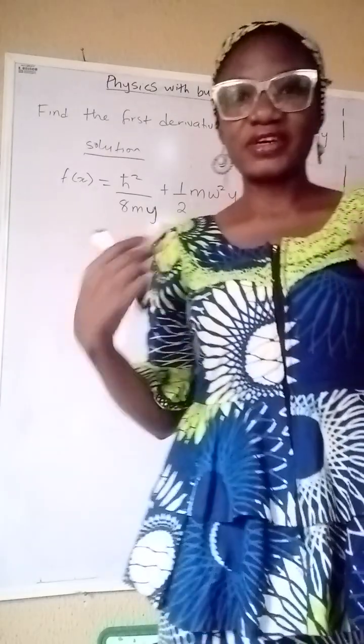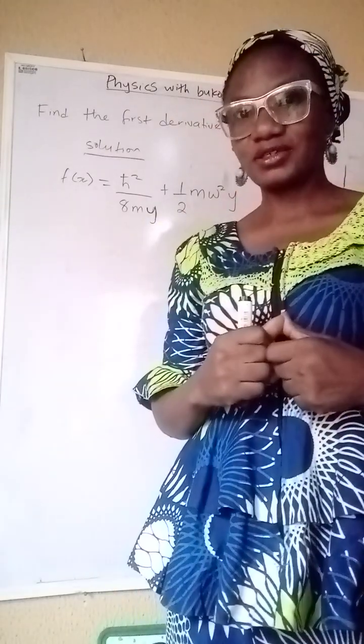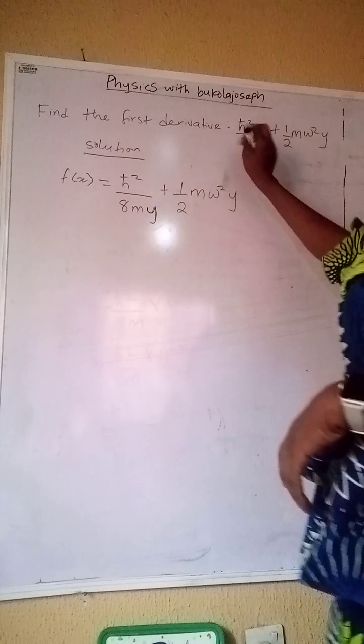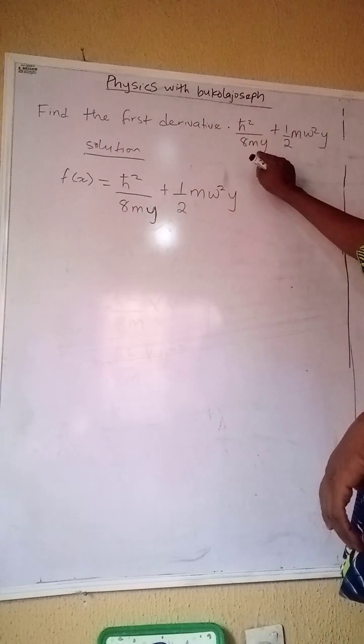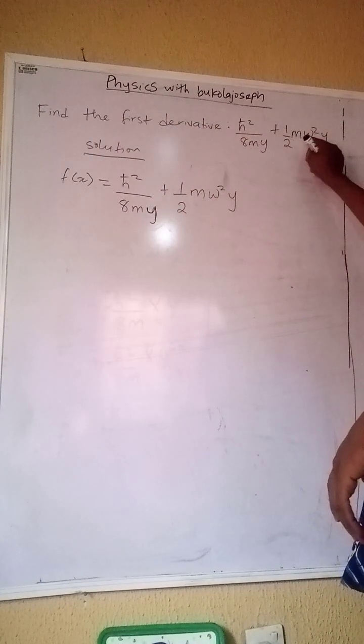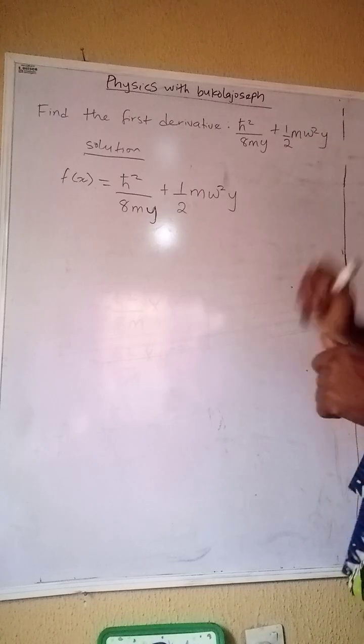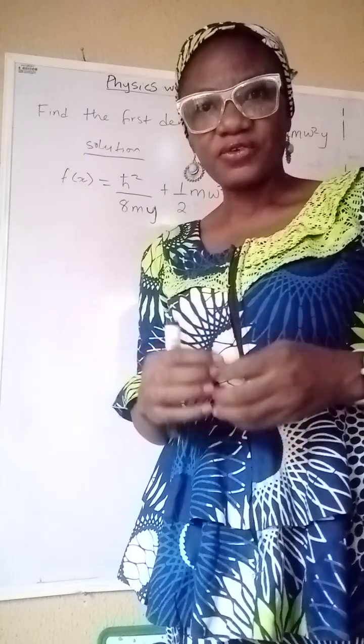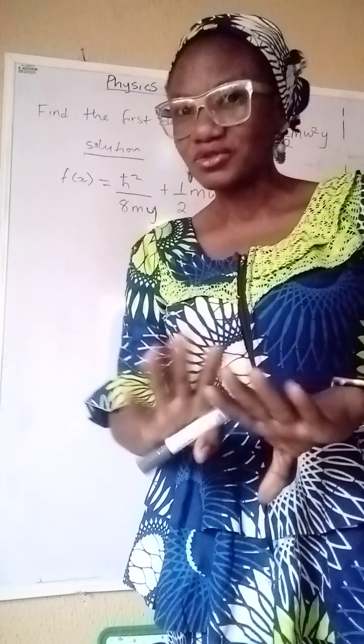Hello. So we are going to be finding the derivative of what you are seeing on the board. Okay, let me read the question. Find the first derivative of h cross squared all over 8my plus half m omega squared y. Okay, now we are going to be using the power rule to solve this problem. If you are faced with this kind of problem, don't panic.